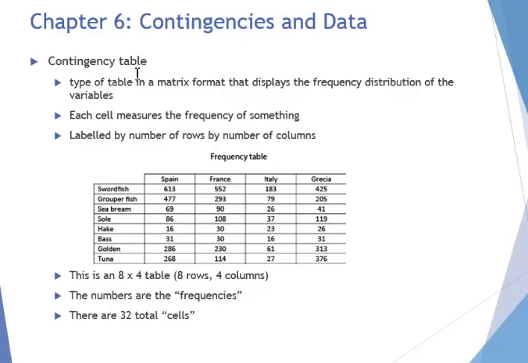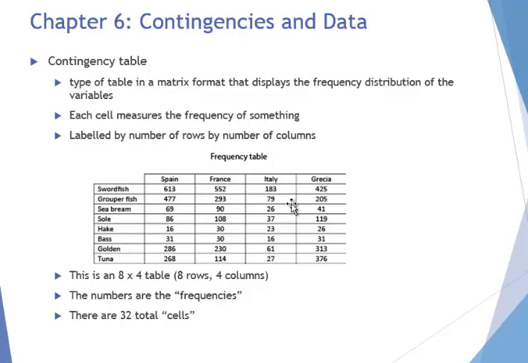Okay, one thing that you see very often in research papers is a contingency table, which is a matrix format that displays the frequency distribution of variables. Frequency just means how often they occur, and variables just means things that can change. In other words, number of successful experiments, numbers of unsuccessful ones. Each cell means the frequency of something, the number, and they're labeled by numbers of rows and numbers of columns.